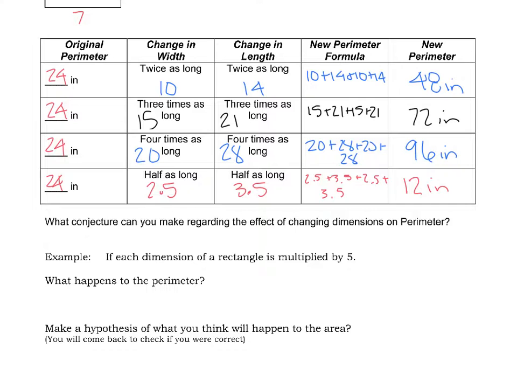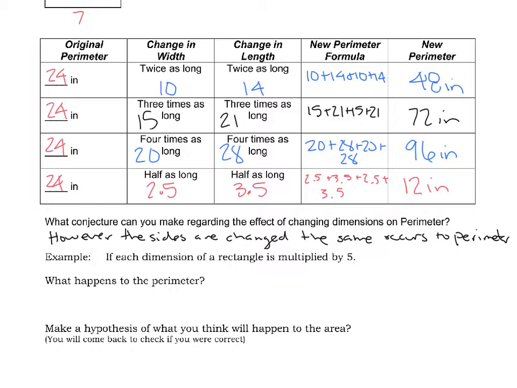So, what conjecture can you make regarding the effect of changing dimensions on a perimeter? So, comparing it to the original and how it was changed, what can you basically say about it? Well, hopefully what you notice here is if I look at the original, and we changed the width and the length by twice as long. If I take the original perimeter and multiply it by 2, I get 48. Let's see what happens for the next one.